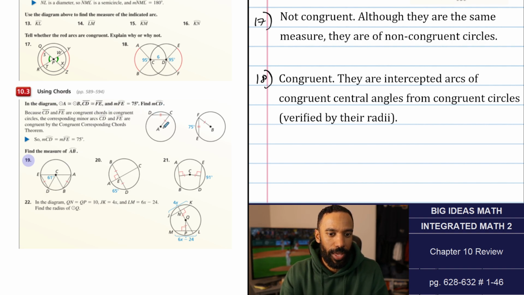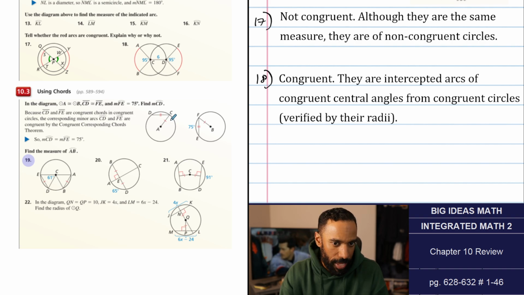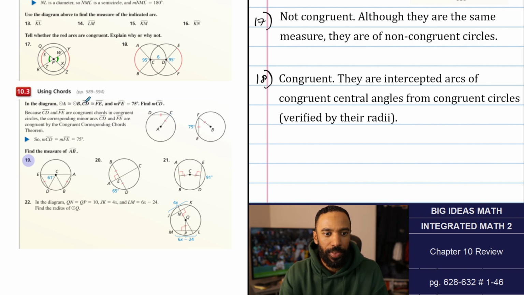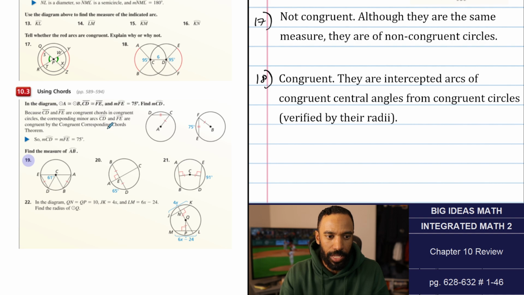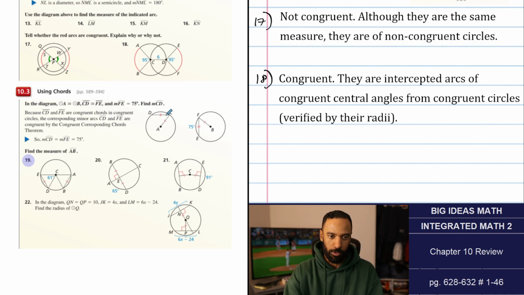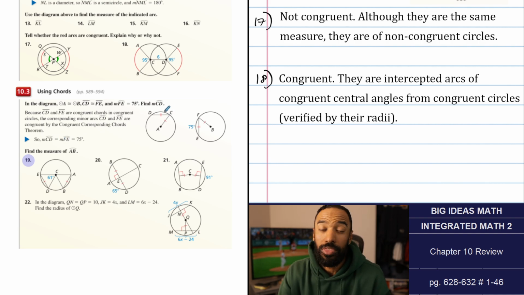In the diagram, circle A is congruent to circle B, so they're telling you that. Their markings indicate this as well. And segment CD is congruent to segment FE, and the measure of arc FE is 75 degrees. Find the measure of arc CD. So I'm going to read what they say and see if there's anything else I can say. Because CD and FE are congruent chords in congruent circles, the corresponding minor arcs CD and FE are congruent. Therefore, the measure of arc CD equals the measure of arc FE, which is 75 degrees. So they said it all.